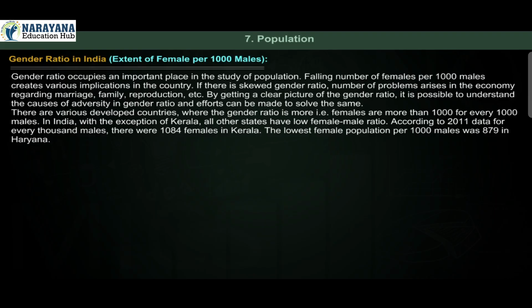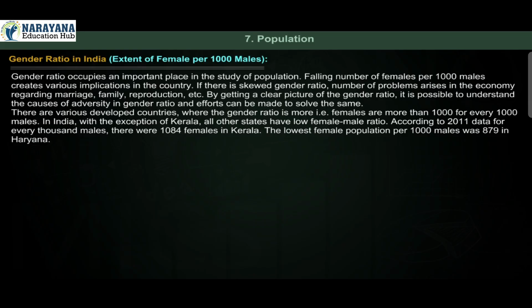If there is a poor gender ratio, a number of problems arise in the economy regarding marriage, family, reproduction, etc. By getting a clear picture of the gender ratio, it is possible to understand the cause of adversity in gender ratio and efforts can be made to solve the same. There are various developed countries where the gender ratio is more, that is, females are more than 1000 for every 1000 males. In India, with the exception of Kerala, all other states have low female-male ratio.